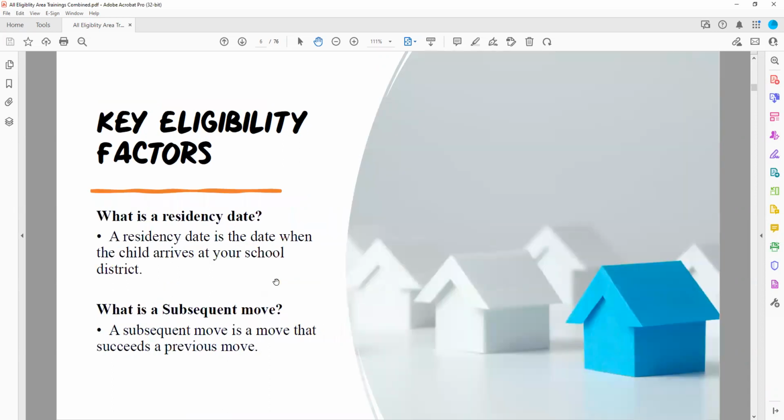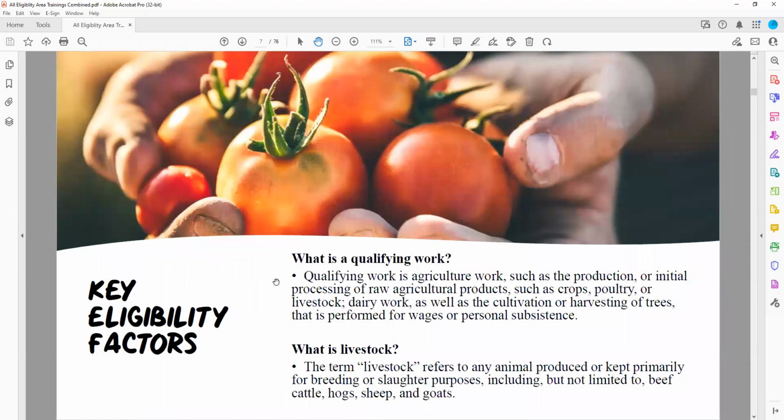Another thing we talk about a lot is a residency date. A residency date is the date when the child arrives in your school district where they currently reside. What is a subsequent move? There are different moves. There may be a qualifying move where they specifically move for agriculture. There could be another move after that where they move for other purposes due to economic necessity, that they make a move with a migratory agricultural worker. And we'll talk about that later in a little bit more detail.